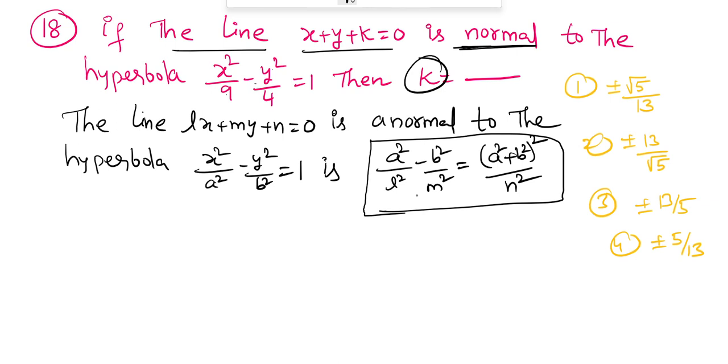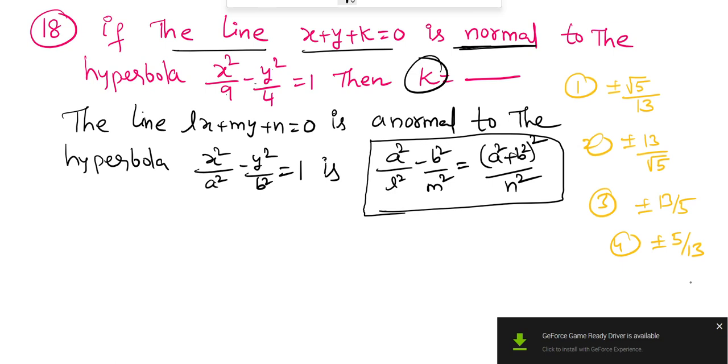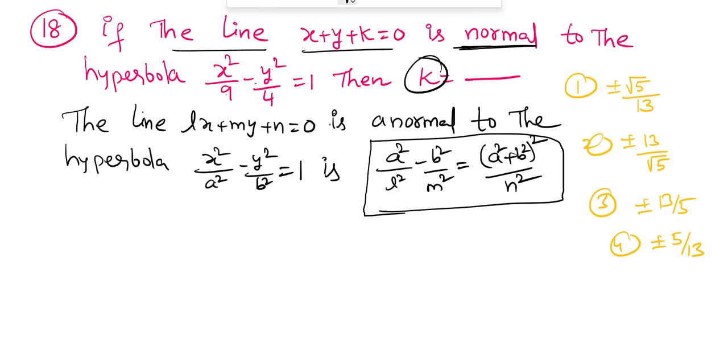Here the given line is x plus y plus k is equal to 0, that is l is equal to 1, m is equal to 1, and n is equal to k, and a square value is 9, b square value is 4. Substituting on that, a square l square minus b square m square, that is 9 by 1 minus 4 by 1, is equal to a square plus b square, that is 9 plus 4 whole square, by n square is k square.